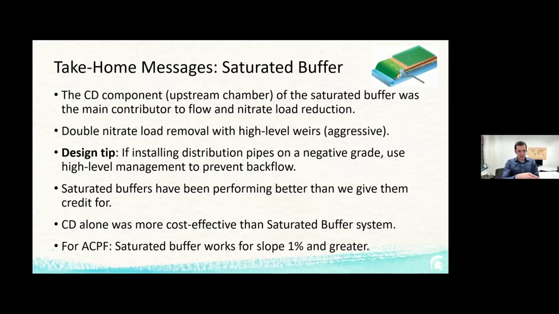And also the one before the last is that controlled drainage alone was more cost effective. And I mentioned that it is site specific. It means laterals within the area impacted by controlled drainage.